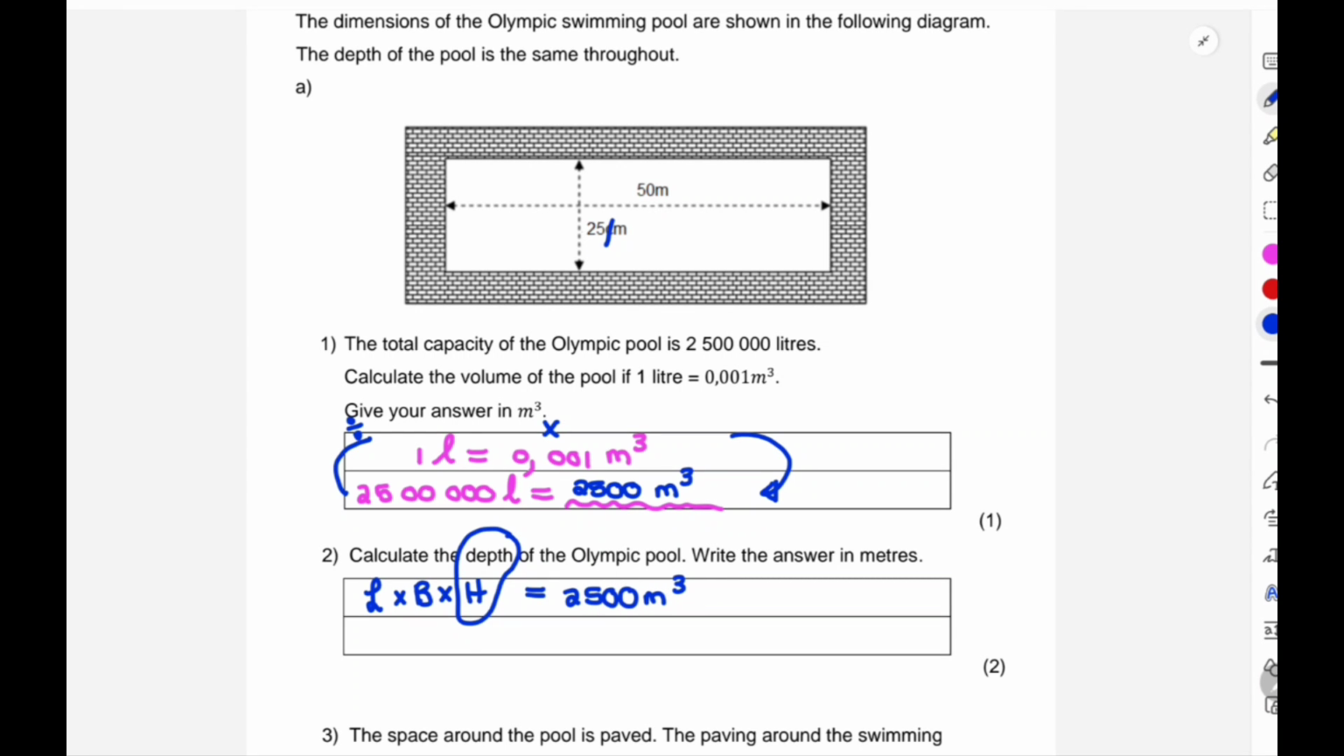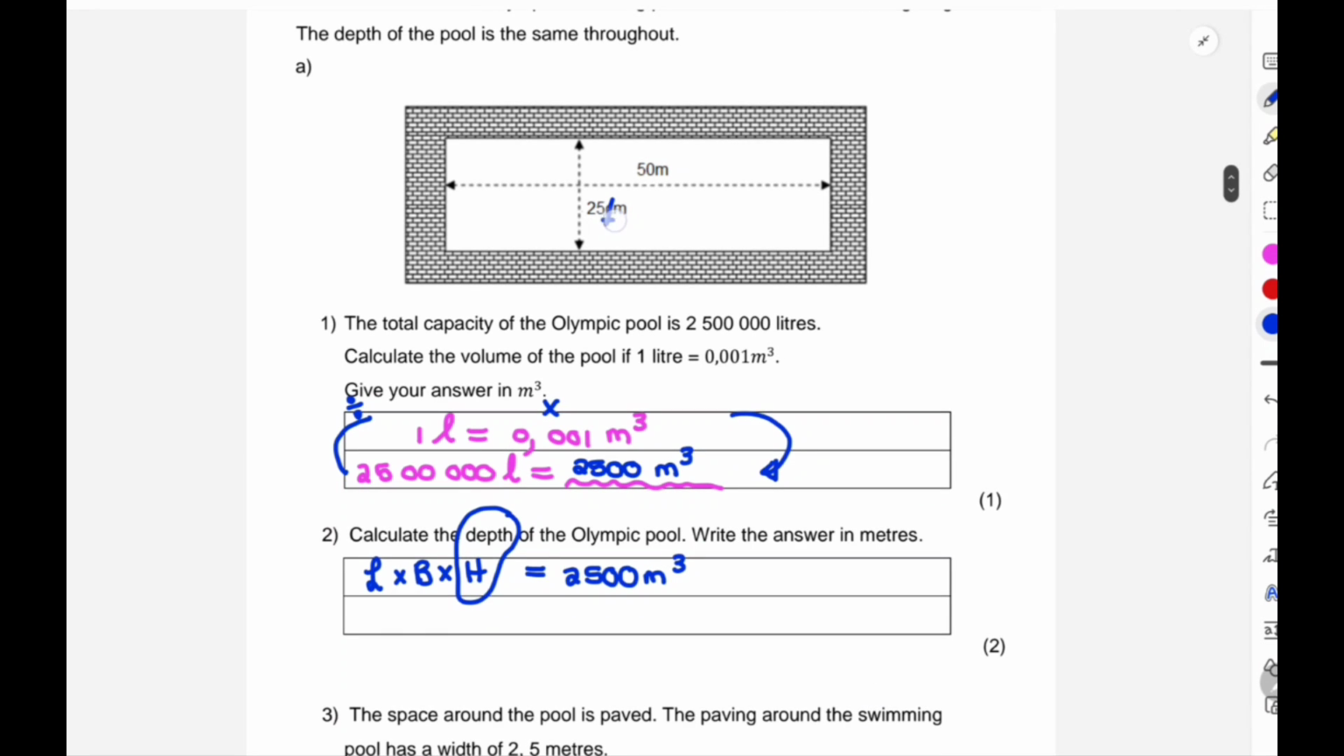Now, I made a mistake. So if you got the PDF or you downloaded the PDF, it shouldn't be centimeters. They both should be meters. Otherwise, it's going to make it a very strange pool that you won't even fit into if it was 25 centimeters.